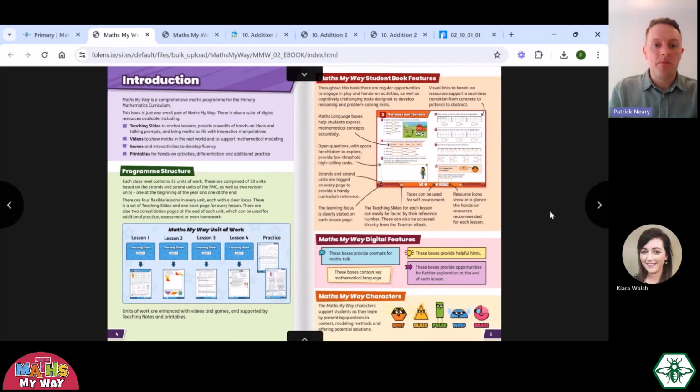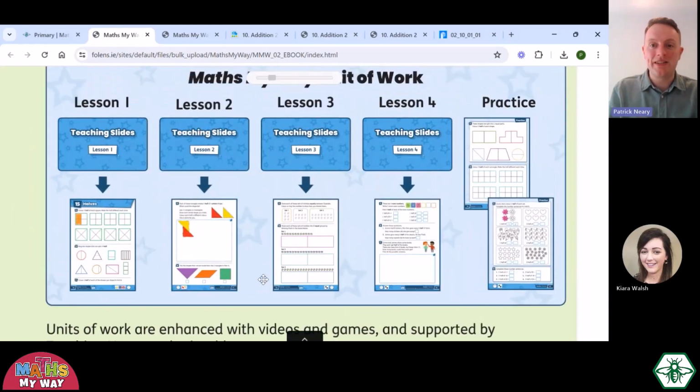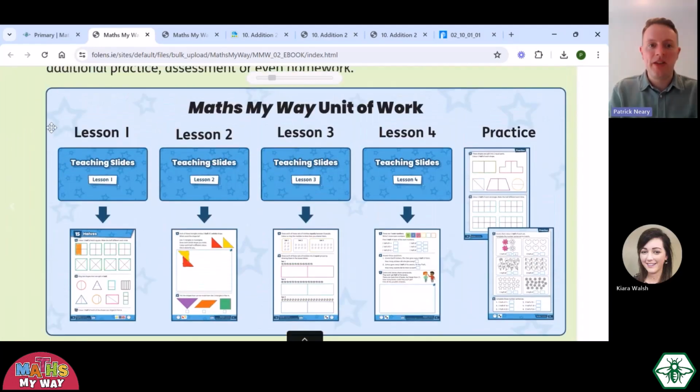Each of our core 30 units is broken up into 4 lessons and 2 practice pages. On page 4 of the book, you see the unit layout. Lesson 1 has a set of teaching slides and 1 page of the student book. Lessons 2, 3 and 4 are the same, each with a set of slides and a page from the pupil book. Then there are 2 practice pages at the end.